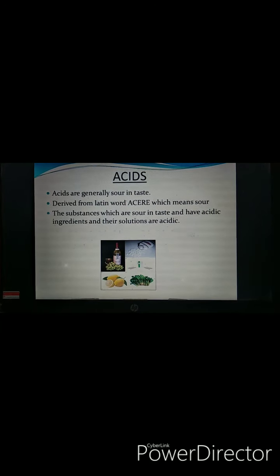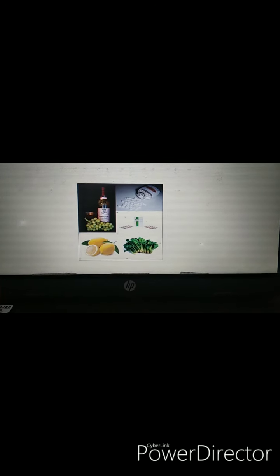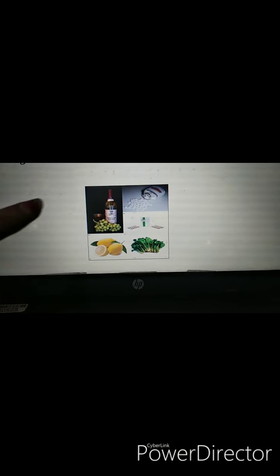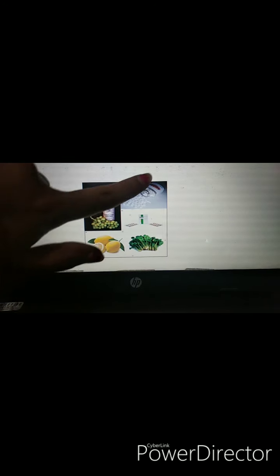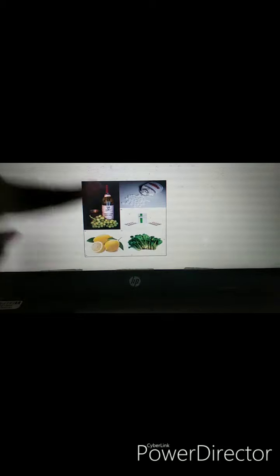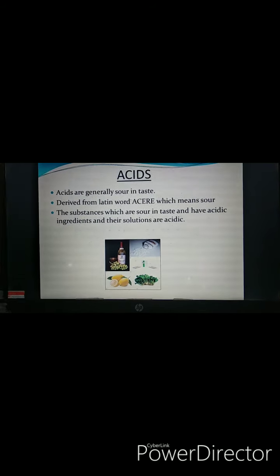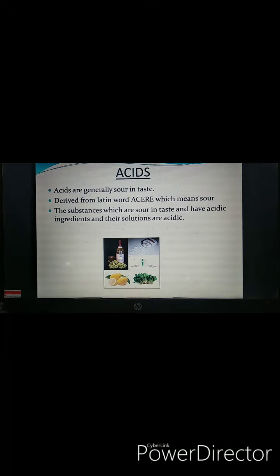So acids are generally sour in taste, khatta. Can you see, students, this diagram over here? You can see some diagrams like this is vinegar, this is aspirin tablets, this is lemon and this is spinach. So these are some sources of acids.